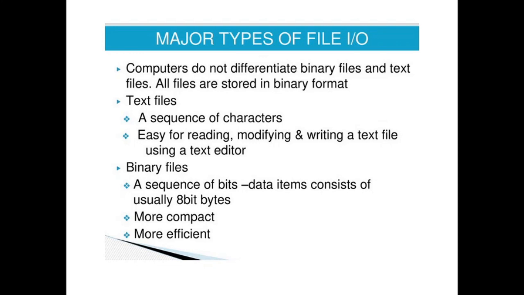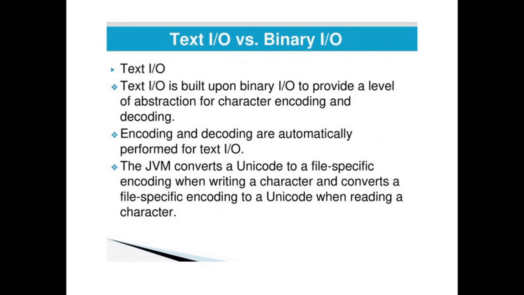Then what are binary files? Binary files are a sequence of bits. The data items usually consist of 8-bit bytes. It depends upon the architecture, but practically each and every system has 1 byte equal to 8 bits. There is no confusion regarding it. Binary files are more compact and they are more efficient. Why are they more efficient? Because they are read byte by byte, not character by character, and we can read multiple bytes as well.